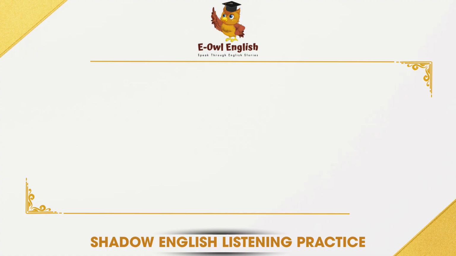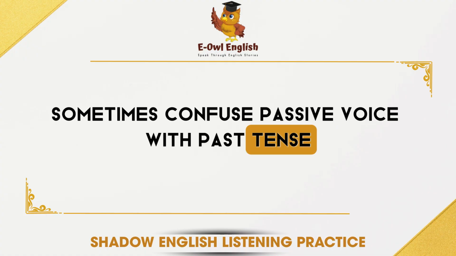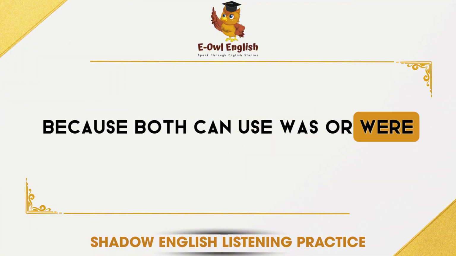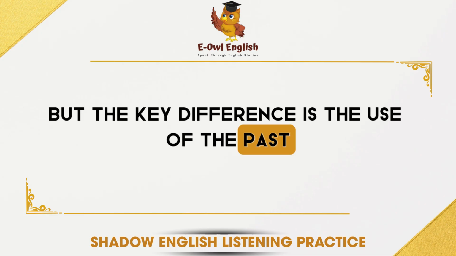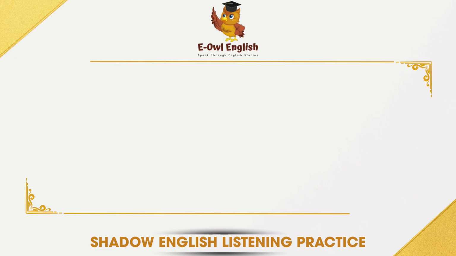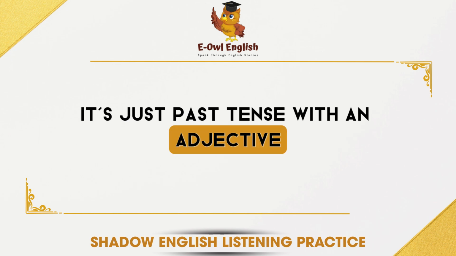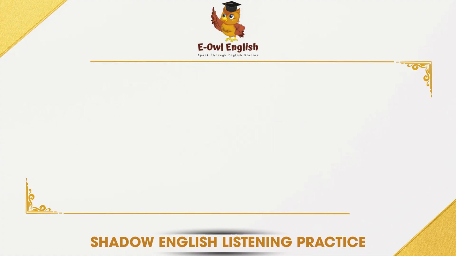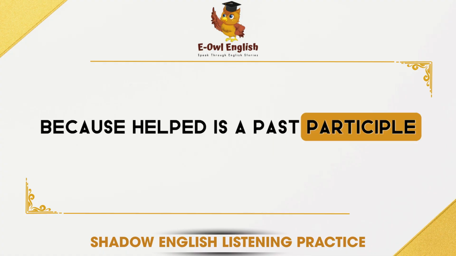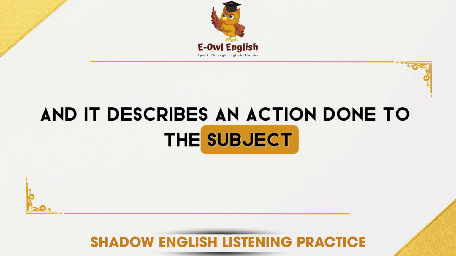English learners sometimes confuse passive voice with past tense because both can use was or were. But the key difference is the use of the past participle. "He was tired" is not passive, it's just past tense with an adjective. "He was helped" is passive because helped is a past participle and it describes an action done to the subject.